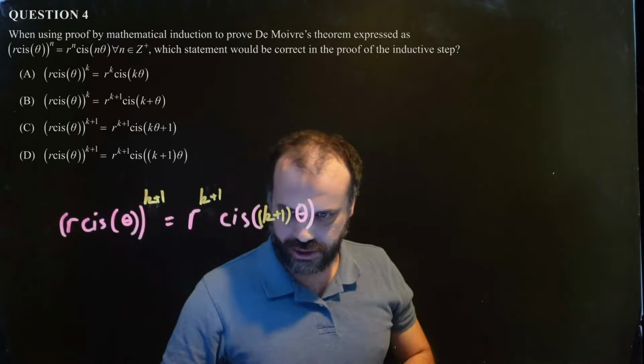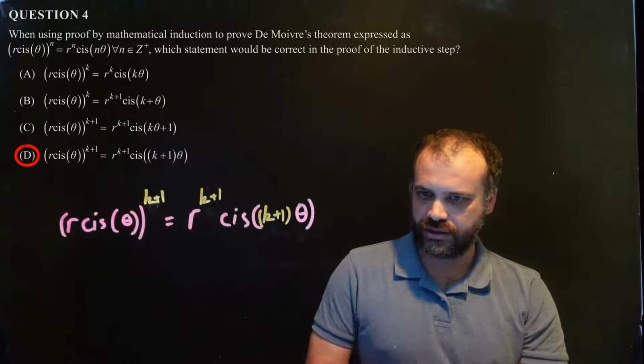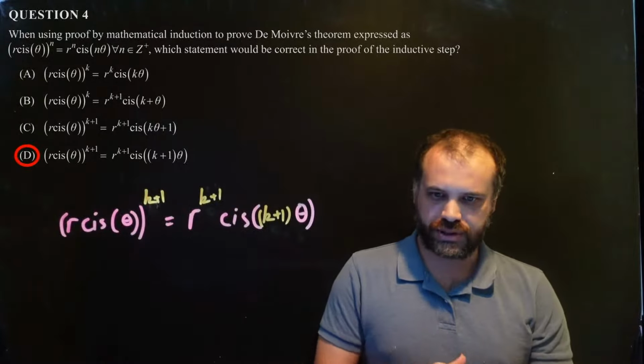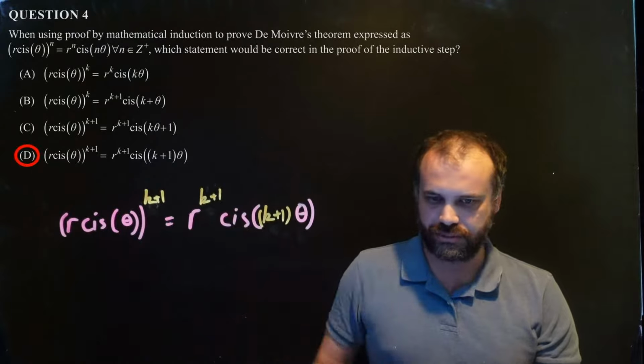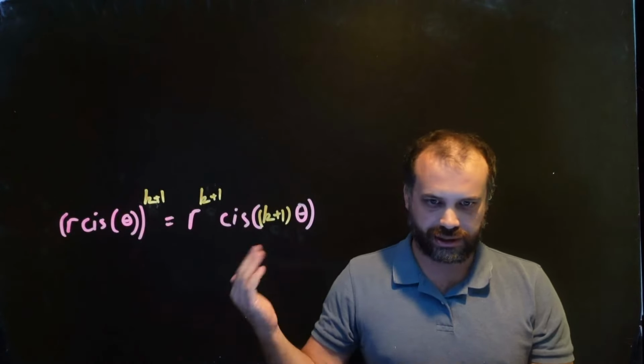All right, so can I see an option that looks exactly like what I have right there? I think I can. Option D. Super simple question, just jumping into the middle of proof by induction. That's the short responses, celebrate, and let's move on.